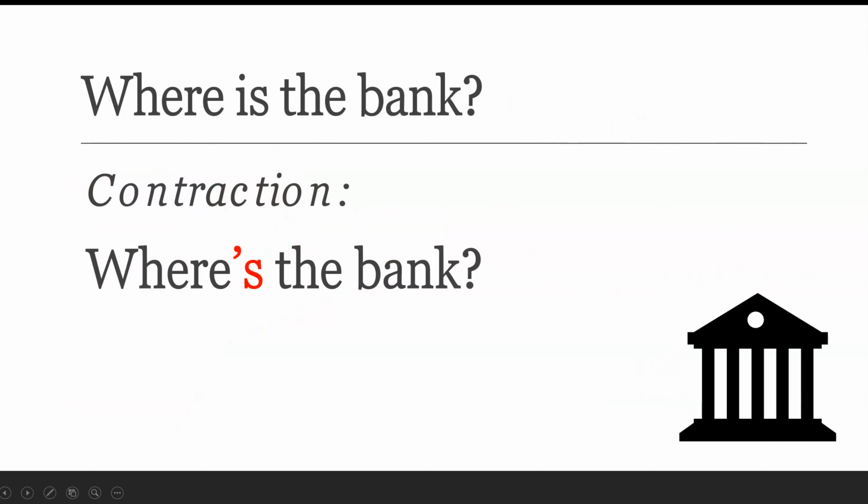Okay, so usually when we talk about directions, we have some questions, and the question is where, right? Where means location. So anytime you see the question where, it is asking about location or the place. So the question here is, where is the bank? Where is the bank? For contraction, remember contraction means it's smaller. We reduce. We say, where's the bank?